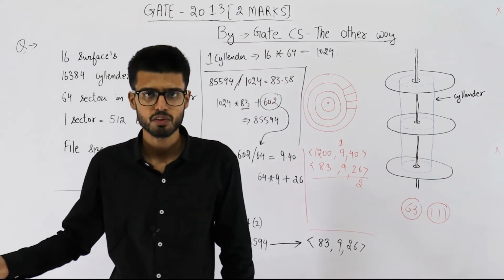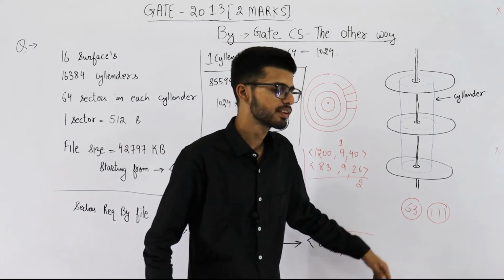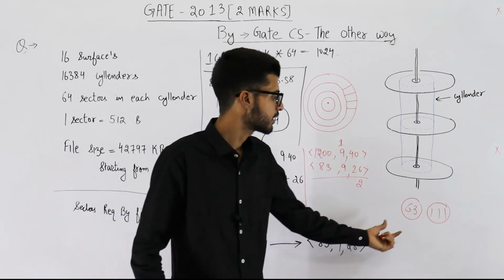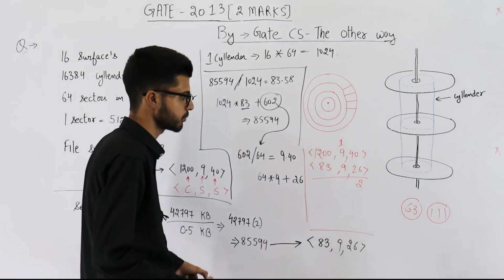That means we are starting from 0. From 0 to 63, total is 64. We are going till 63 only. Okay, that means we are starting from 0.